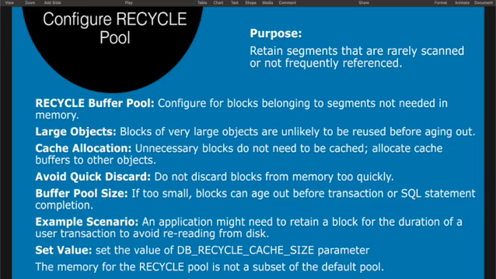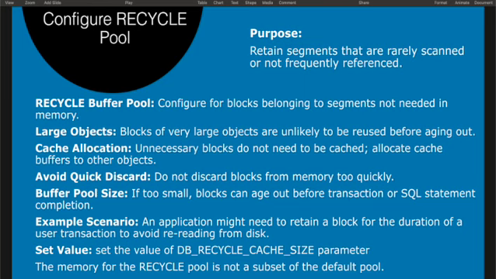Do not discard blocks from memory too quickly. If the buffer pool is too small, then blocks can age out of the cache before the transaction or SQL statement completes its execution. For example, an application might select a value from a table, use the value to process some data, and then update the record. If the block is removed from the cache after the select statement, then it must be read from disk again to perform the update. The block should be retained for the duration of the user transaction.